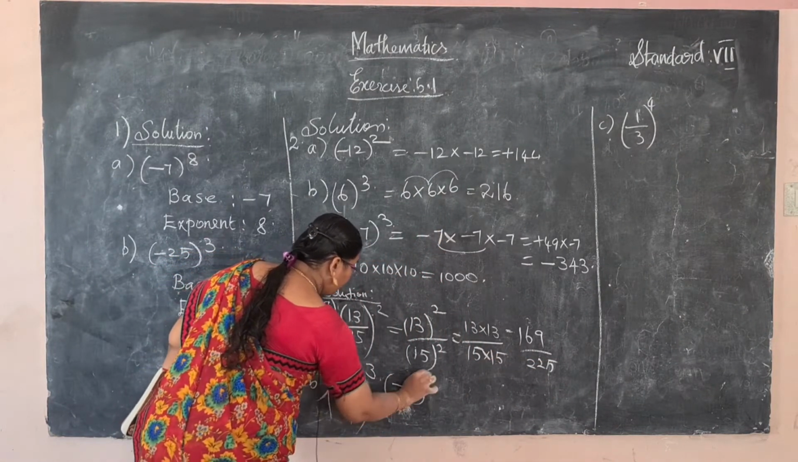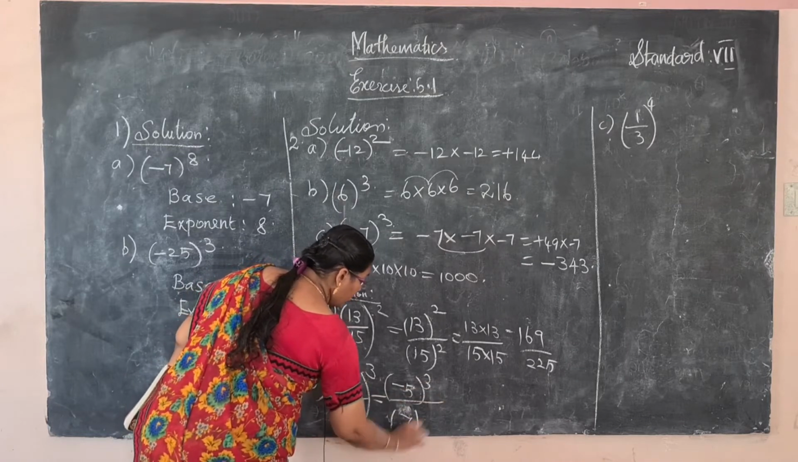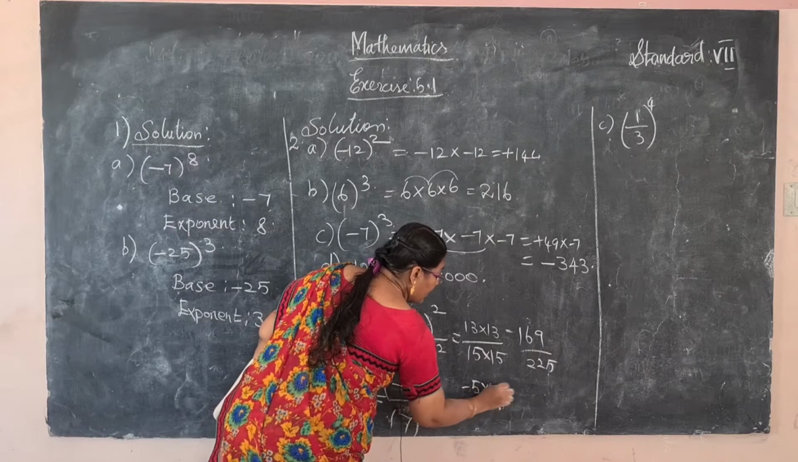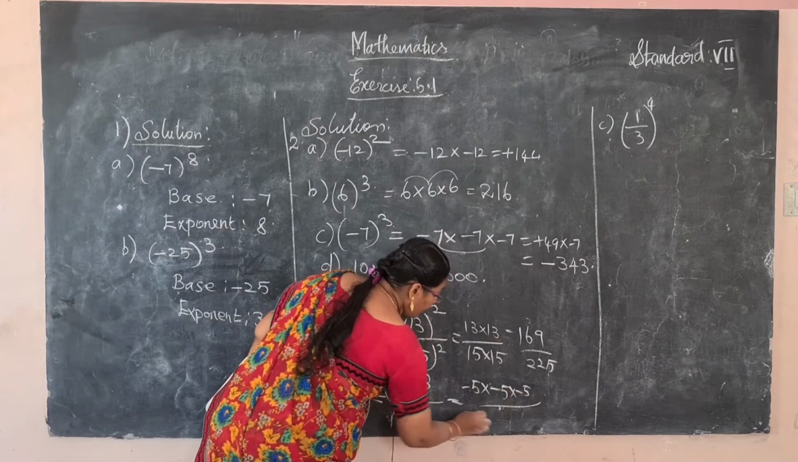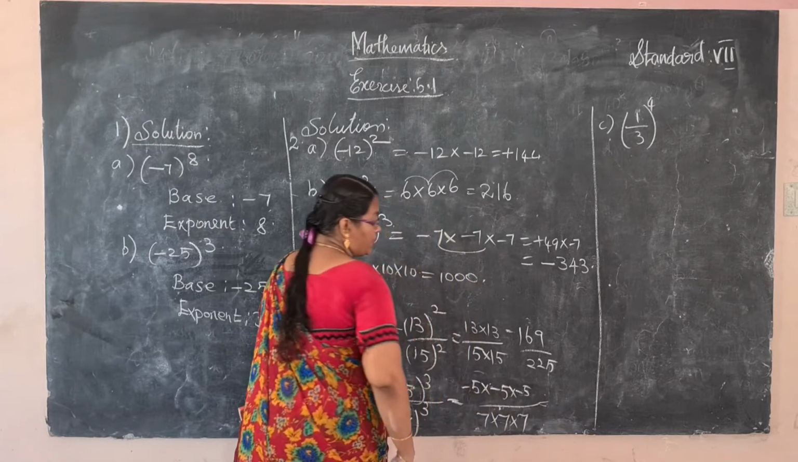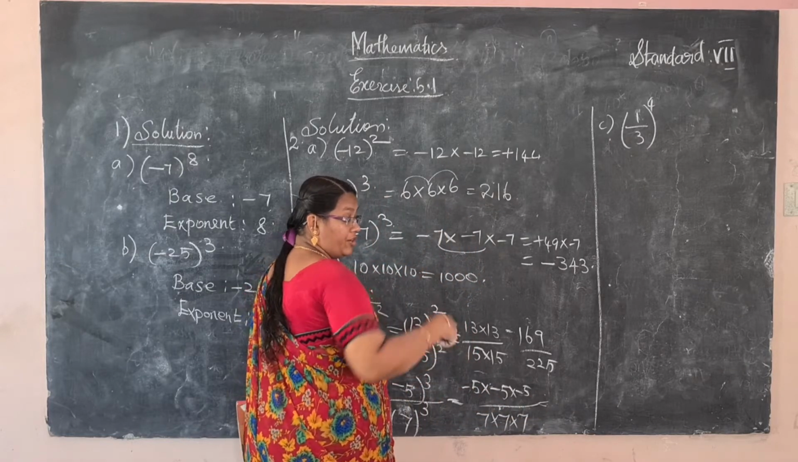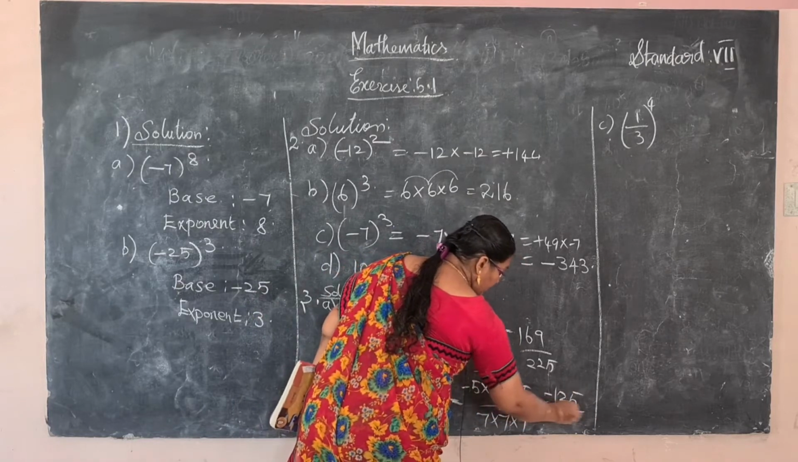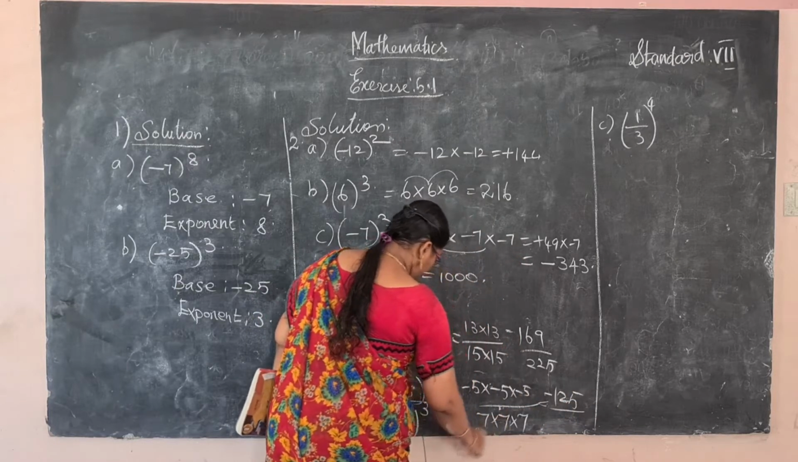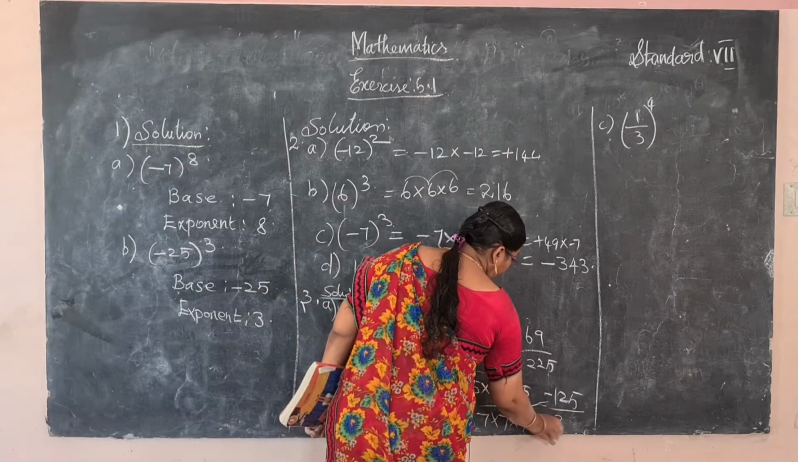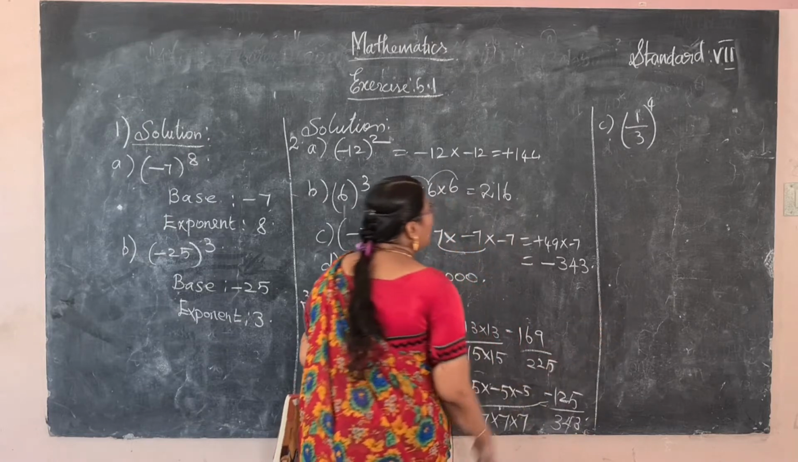Here minus 5 the whole cube divided by 7 the whole cube. So minus 5 multiplied thrice, divided by 7 into 7 into 7. So minus into minus is plus, 5 5s are 25. 25 5s are 125, plus into minus is minus. Divided by 7 7s are 49, 49 7s are 343.